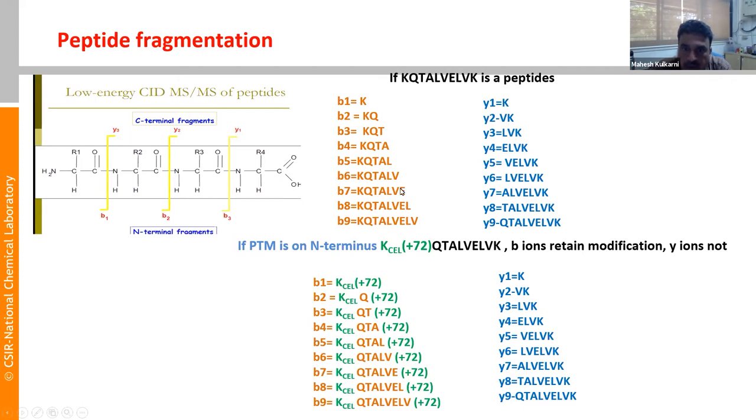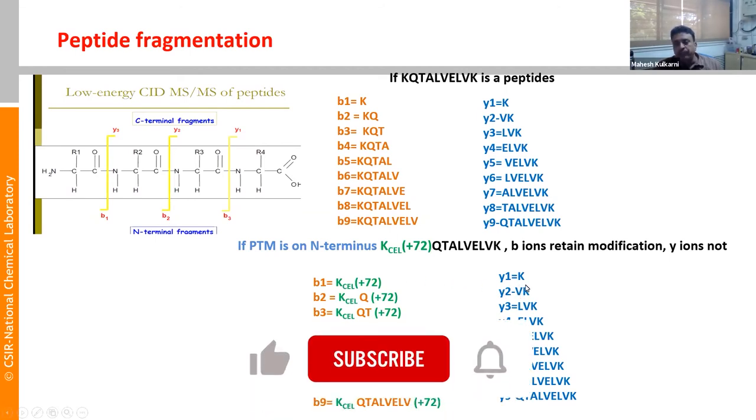Now, let's consider this lysine is modified by carboxyethyl lysine. It shows an increase in mass by 72 daltons. If the modified peptide is fragmented, and the first lysine is modified, then B1, which is lysine, shows an increase in mass by 72. Since B2 carries the B1 ion, B2, which is KQ, also shows an increase in mass of 72. Likewise, all the B ions show an increase in mass by 72. Whereas the Y ions do not retain the modified lysine, the last lysine is unmodified, so they don't show any increase in mass.